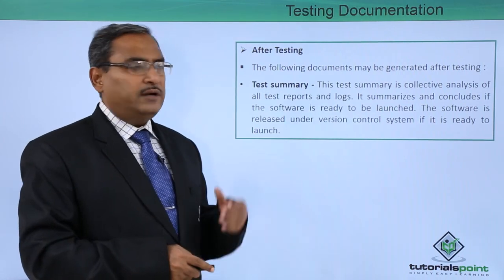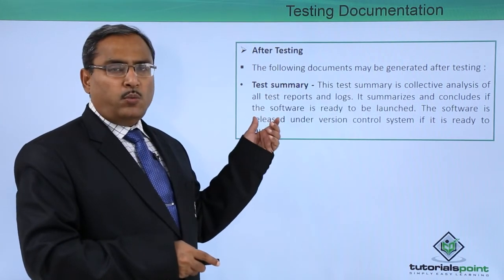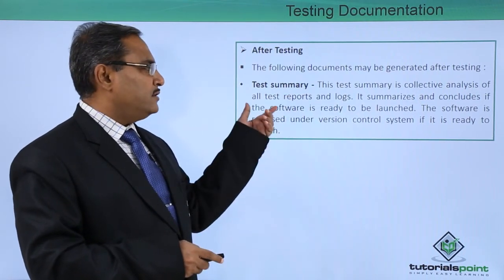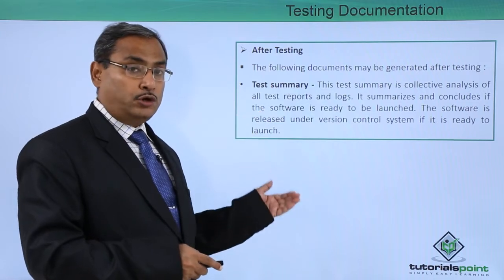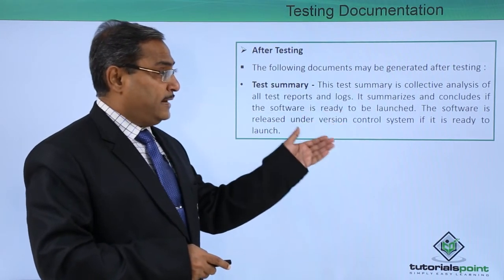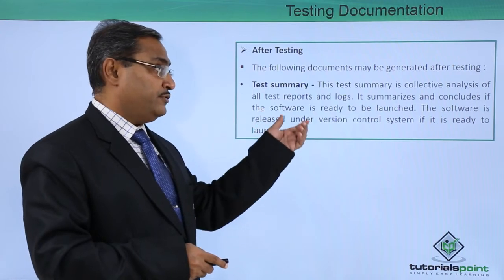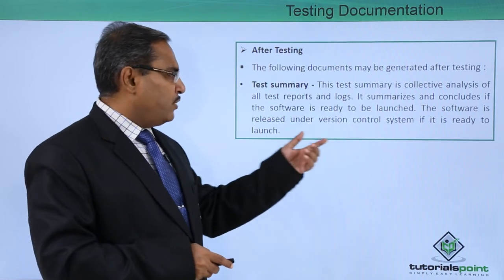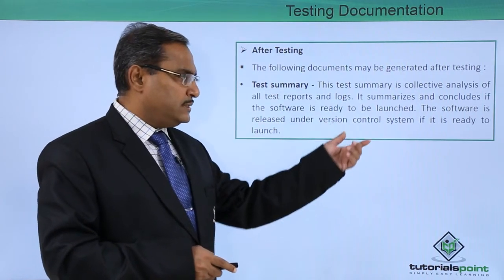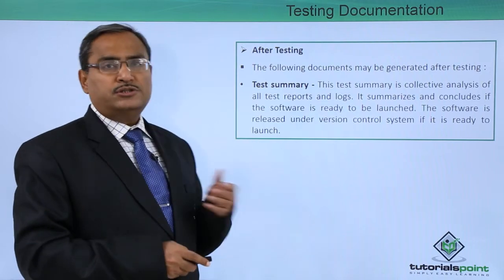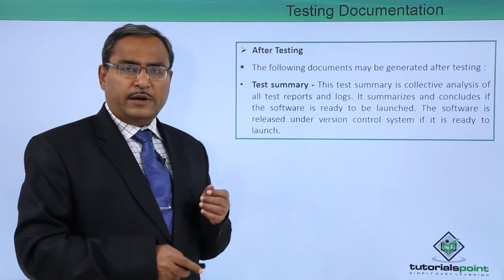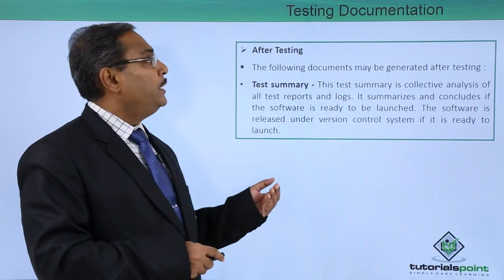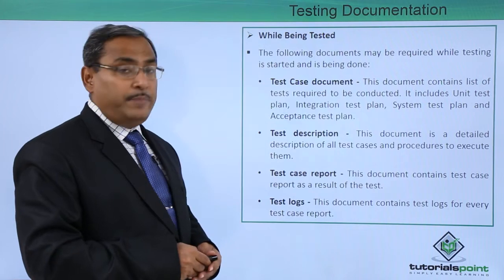That is the after testing. After testing, we require one test summary documentation. This test summary is a collective analysis of all the test reports and logs. It summarizes and concludes whether the software is ready to be launched and handed over to the respective customer, and the software is released under a version control system if it is ready to launch right now. So, the test summary is the summary of all the test reports and logs we prepared in the earlier phase, that is, while being tested.